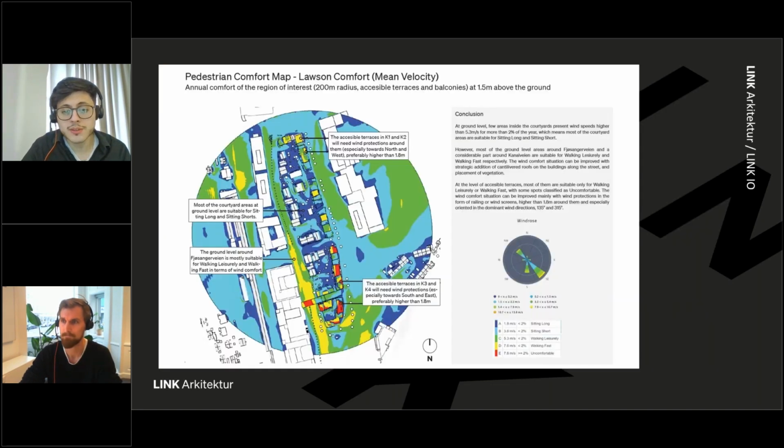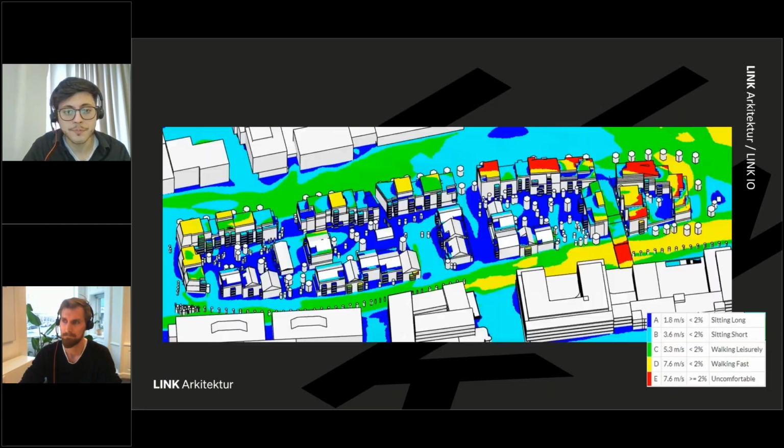So a little bit on the results here, we're generating a report where the pedestrian wind comfort results that we get from the platform. We're also trying to give them an architectural design insight and how we can further improve for this iterative process that we embrace in Link architecture.